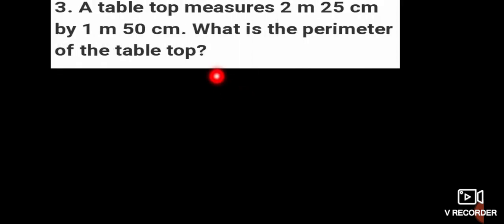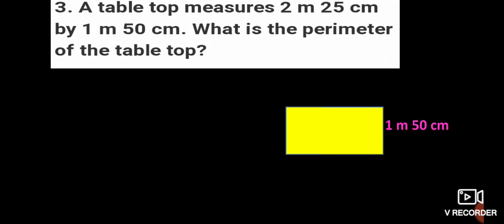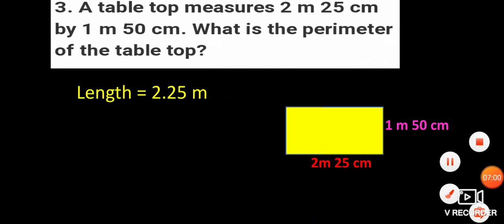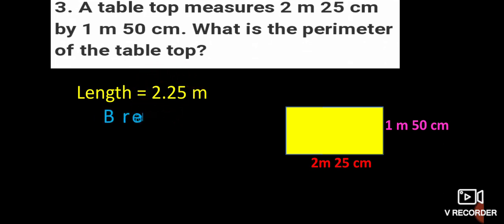Next, third question. A tabletop measures 2 meter 25 centimeter by 1 meter 50 centimeter. What is the perimeter of the tabletop? 2 meter 25 centimeter is length, and 1 meter 50 centimeter is breadth. Length equal to 2.25 meter, which is 2 meter 25 centimeter in decimal form. Breadth equal to 1.50. 1 meter 50 means 1.50.